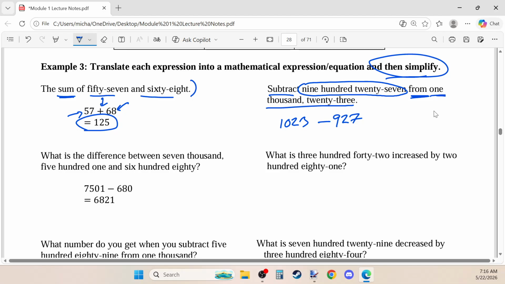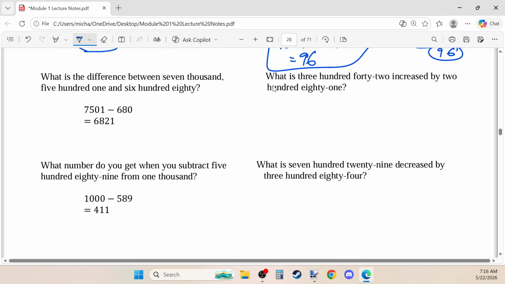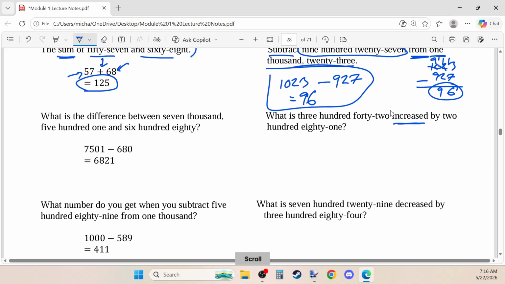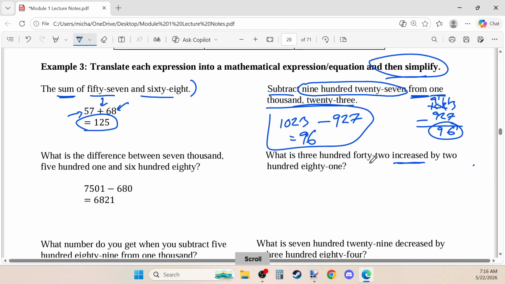We get that. We might want to write this vertically. So 13 minus 7 is 6. 11 minus 2 is 9. 9 minus 9 is 0. There's our answer. What is 342 increased? Oh, increased is a good word. Come on. Why isn't it scrolling?